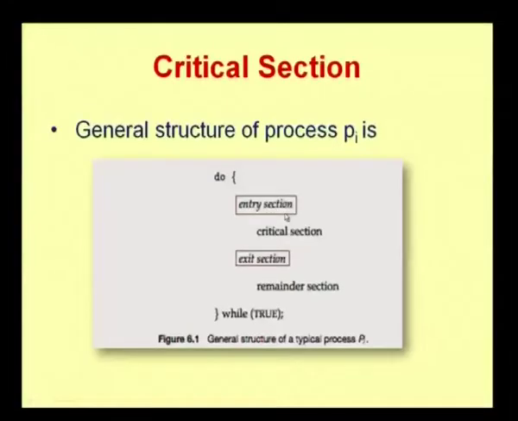When a process goes into a critical section, at a single instance of time only one process can be in it, and the other process has to be put on hold. Until this process comes out of the critical section, the next process will not go into it. So let us see a code snippet. A code snippet is a part of code. Here it is: do, entry section, critical section, exit section, remainder section, and while. We will see more about this diagram after the break.